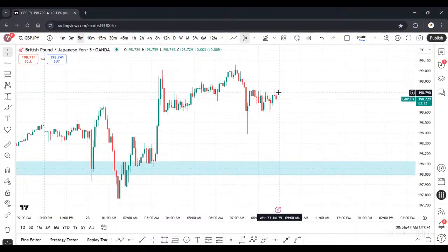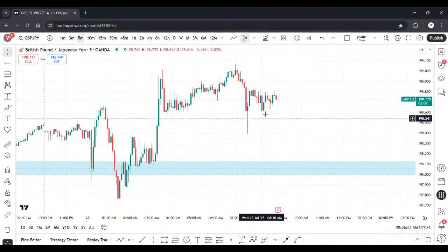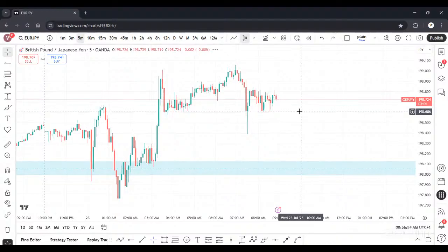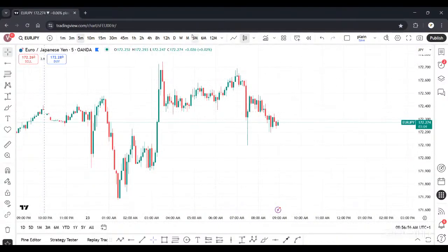We're looking for a sell on GBP/JPY. And then let's watch out and see what plays out before the end of the day. Now for Euro/JPY as well, we're looking for a sell.